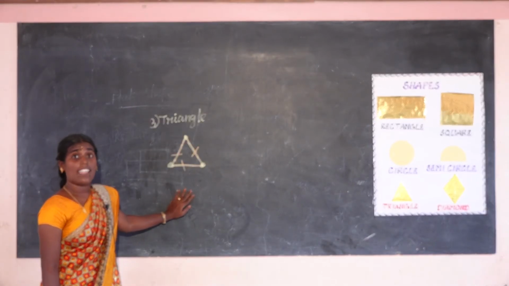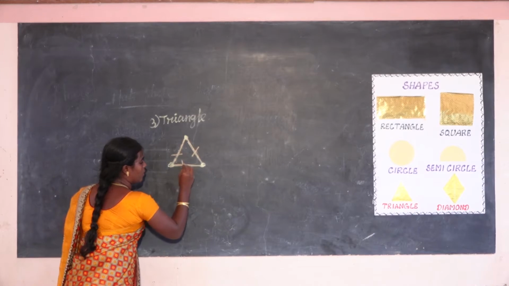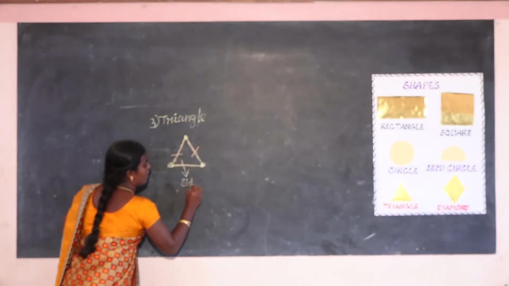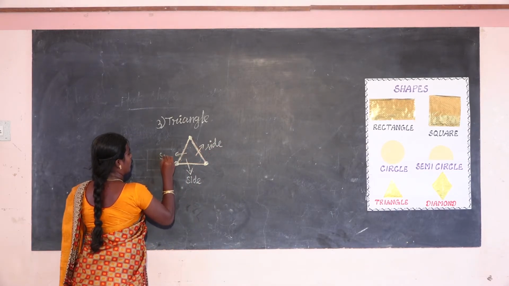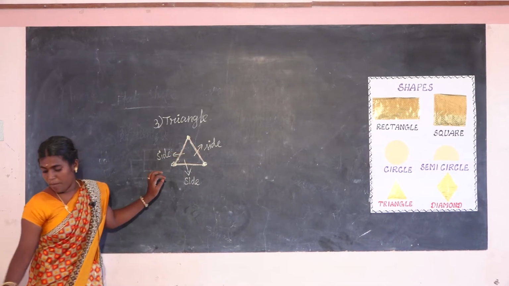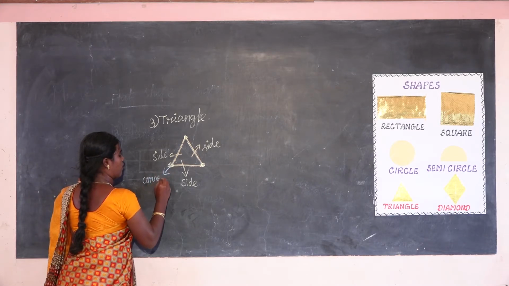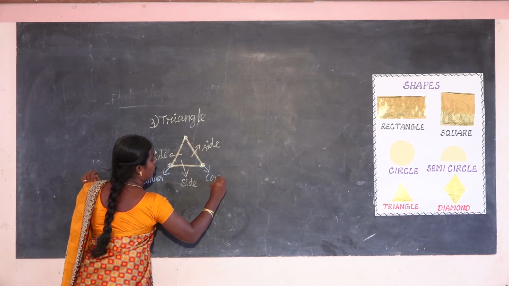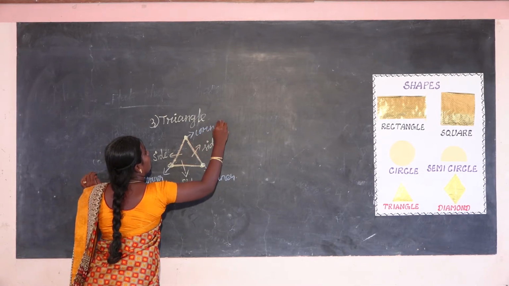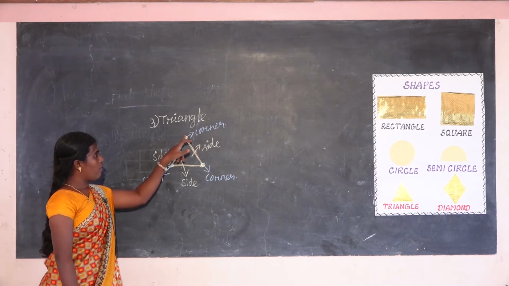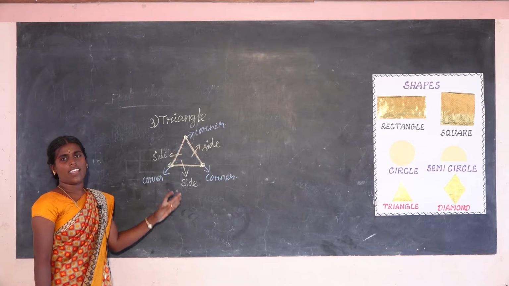Now everyone, label the sides and corners for the triangle. Okay. Yes, that is a side. Label it, everyone. Side. Side. Next, label the corner. Okay. Corner. Corner. Okay. How many corners? 1, 2, 3. It has 3 corners and 3 sides.